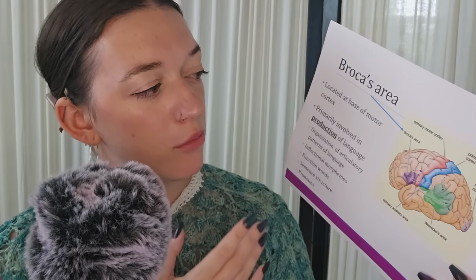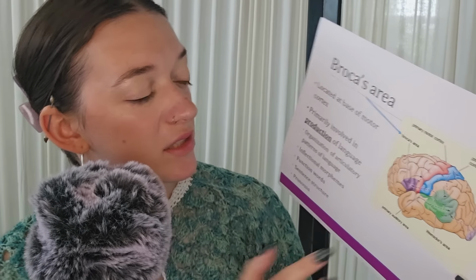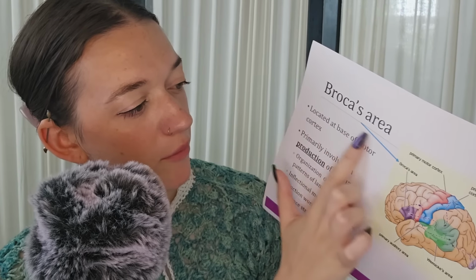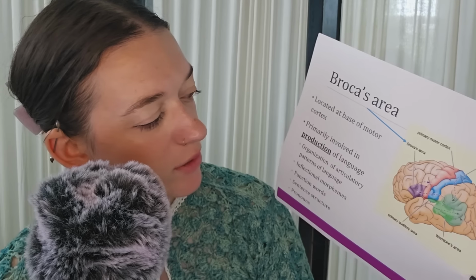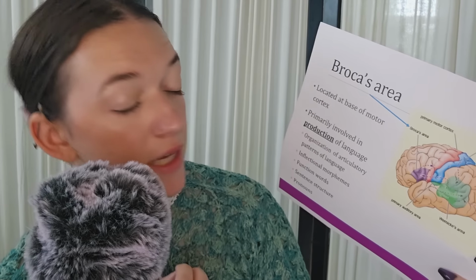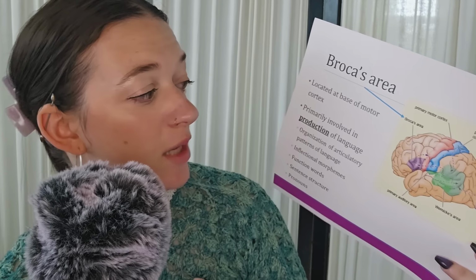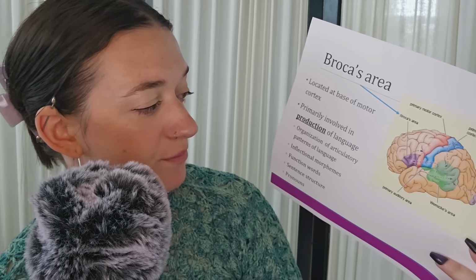Now, another important area of the brain is called Broca's area. It is located right here at the base of the motor cortex. It is primarily involved in the production of language.